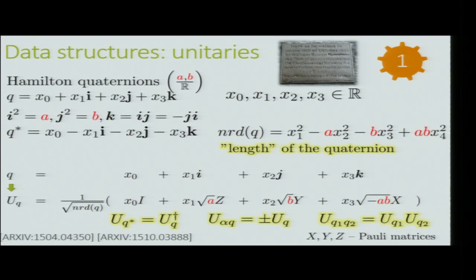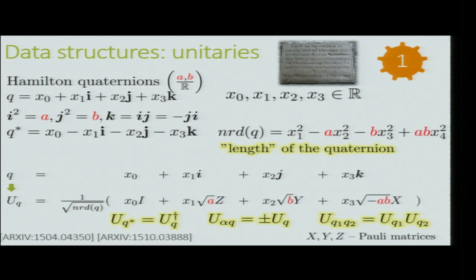Here's a very small generalization. You can put A and B here instead of -1. It turns out that if both A and B are negative, this will still be isomorphic to the Hamilton quaternions. If one of them is positive, it will be isomorphic to just 2 by 2 matrices over the reals. So there are 2 alternatives.